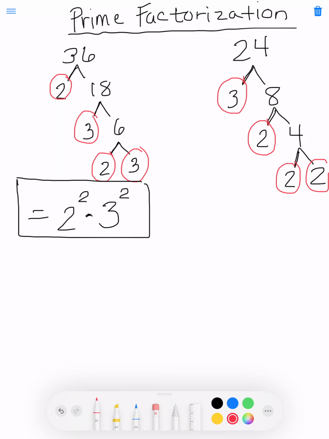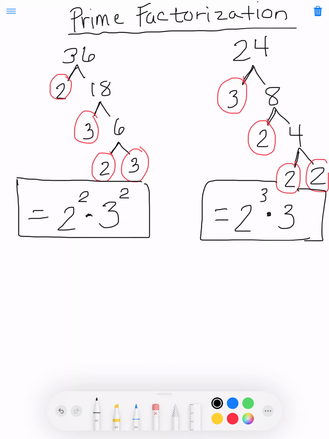We can't break it down anymore, so now we start with the smallest number first, and our smallest number we circled was 2. And how many of them did you circle? 1, 2, 3. So 2 to the third power times 3. You can put just 3. You don't need to write 3 to the 1 power. And that is the prime factorization of 24. So this is a review from 6th grade. You guys learned this in 6th grade, okay? And that's the basics of it right there. So you're going to want to copy both of these down.